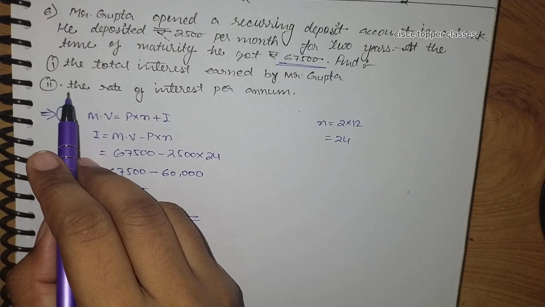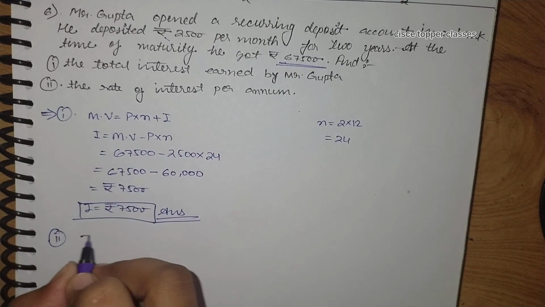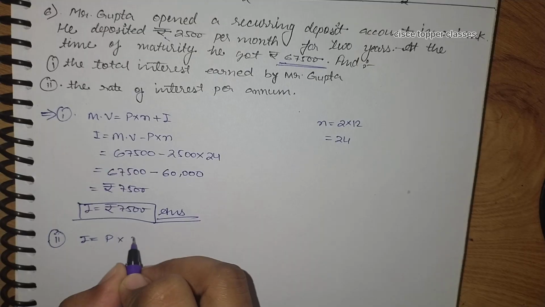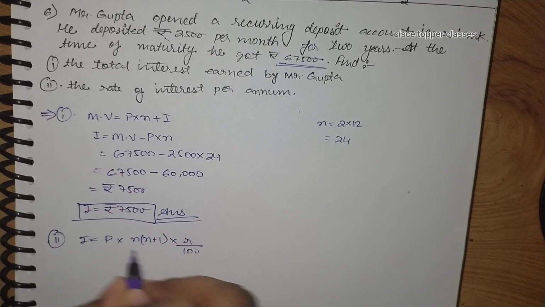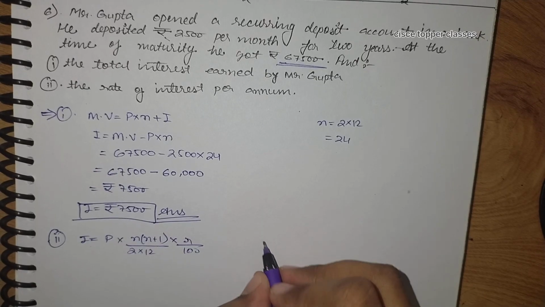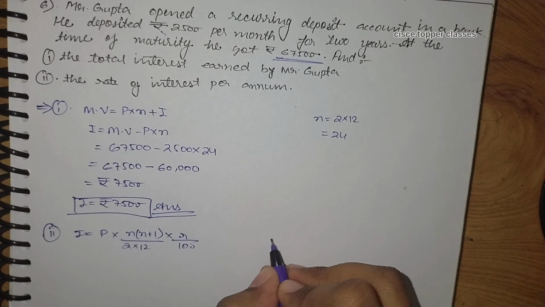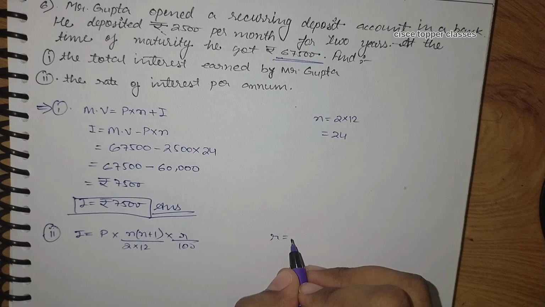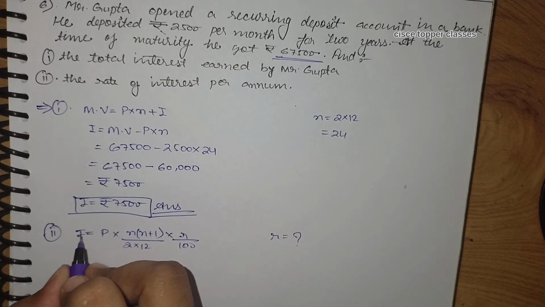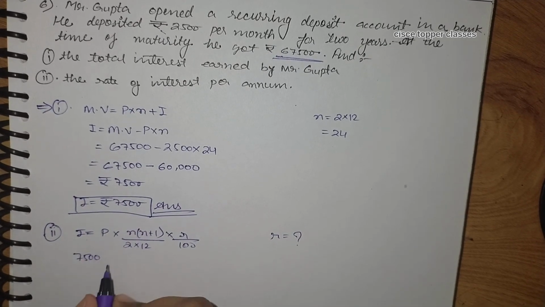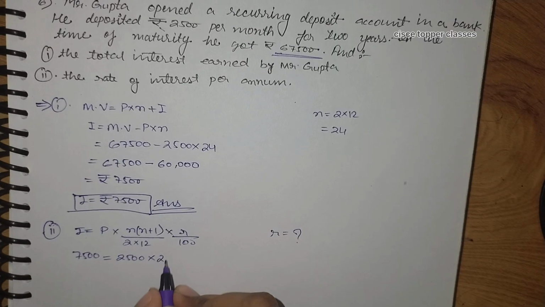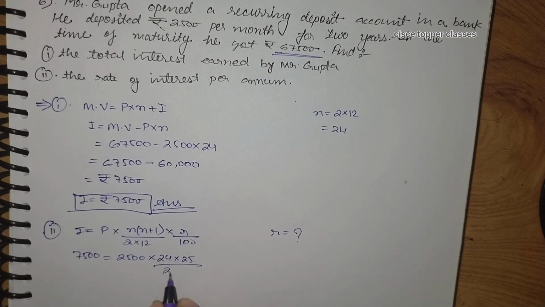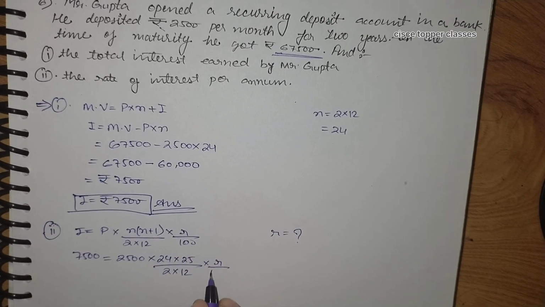Now, the second part is asked there, the rate of interest per annum. So from the formula for interest, we can find the rate of interest, which is n plus 1 into r divided by 100 divided by 2 into 12. So we know the rate of interest is what we have to find. From that, interest is 7,500 as in the first part we have calculated. Principal value is 2,500 and n will be here for 2 years. This will be 24 into 25 divided by 2 into 12 into rate by 100.